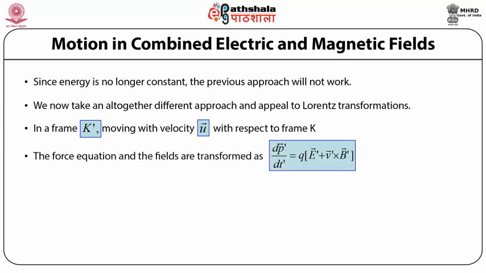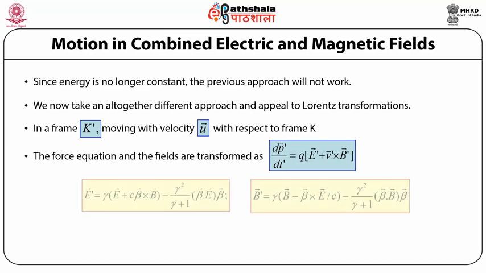Then in the frame K dash, the Lorentz force equation is dp dash by dt equals q into (E dash plus v cross B dash), where E dash equals gamma into (E plus c beta cross B) minus gamma squared by (gamma plus 1) into (beta dot E) into beta, and B dash equals gamma (B minus beta cross E by c) minus gamma squared by (gamma plus 1) (beta dot B) into beta, and beta equals u by c.